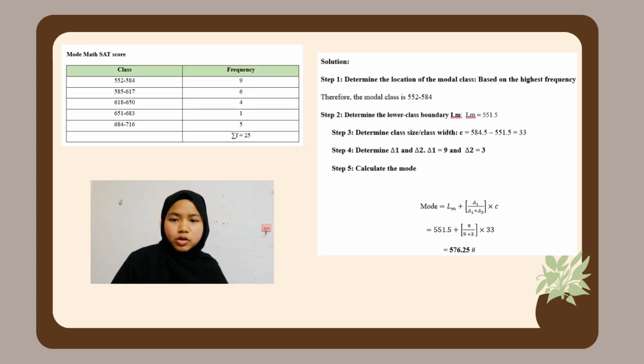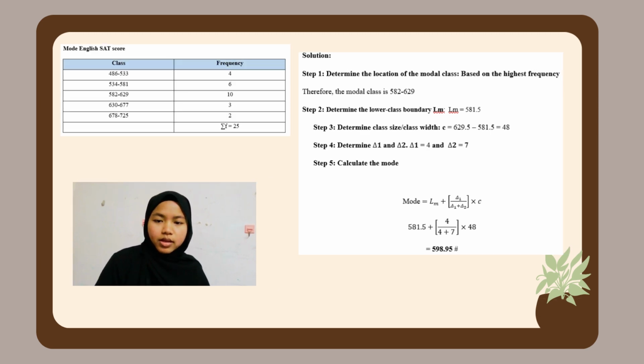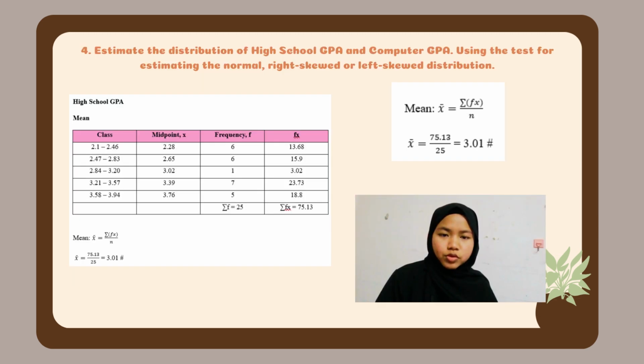Next, I'm going to move to the mode for the math SAT score. Basically, I got 576.25. And as for the mode English SAT score, I got 598.95. For number 4, estimate the distribution of high school GPA and computer GPA, using the test for estimating normal, right skewed or left skewed distribution.